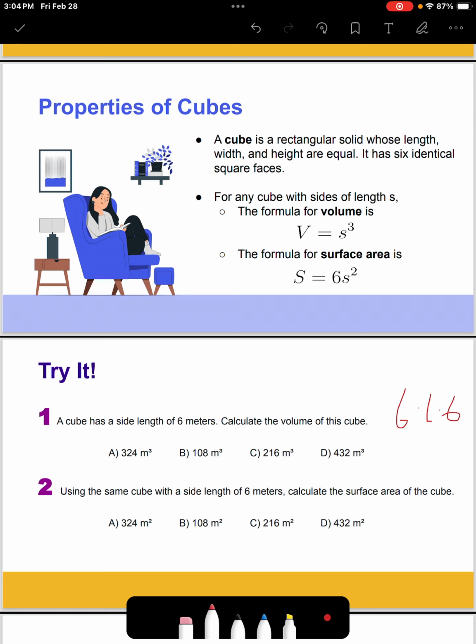So volume equals 6 times 6 times 6, which equals 216 cubic meters.